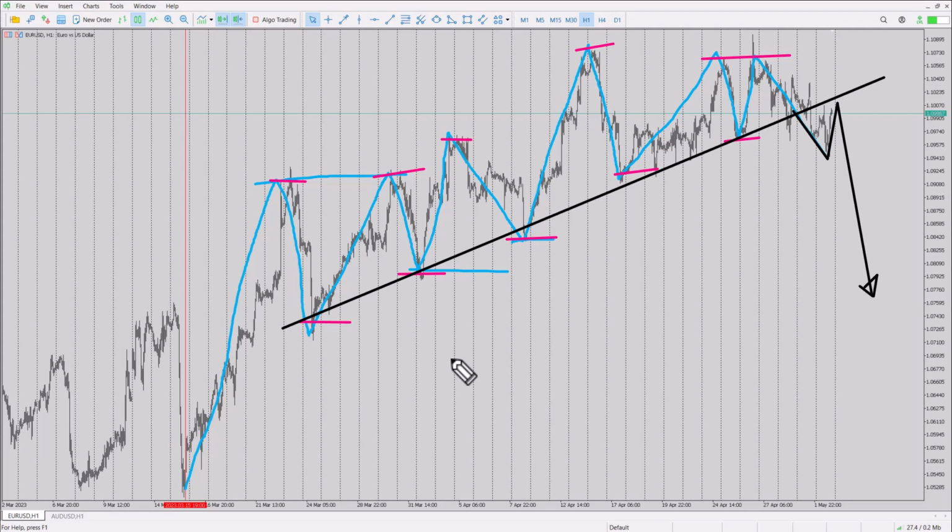We do not take a trade on a higher time frame. This is a multi-time frame analysis. It's like a fractal. A fractal is the same pattern repeated in different time frames or different zooms. You zoom in, you see the same thing.